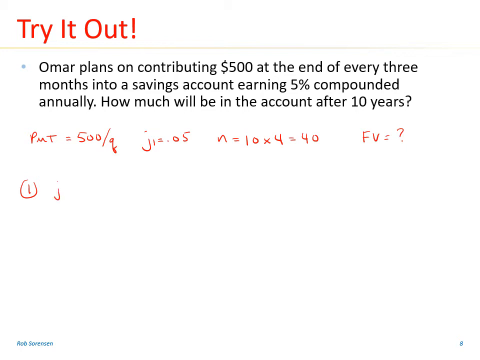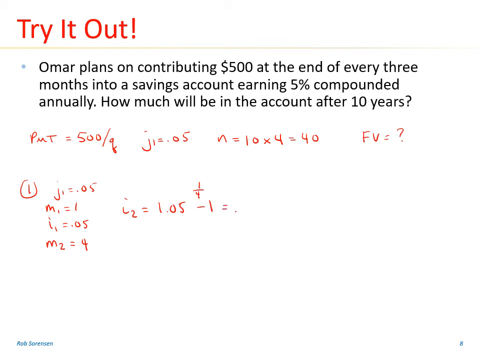We were given J1 is equal to 0.05. That means M1 is equal to 1, and I1 is equal to 0.05, isn't it? We also have M2 is equal to 4 because we want to go with quarterly. So let's see if we can work out I2 now. It's going to be 1.05 going from annually to quarterly.